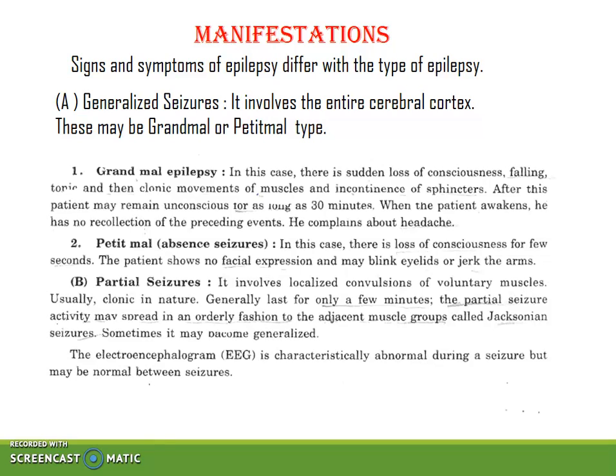Second type is partial seizure. It involves localized convulsion of voluntary muscles, usually clonic in nature, and generally lasts for only a few minutes. The partial seizure activity may spread in an orderly fashion to adjacent muscle groups, called Jacksonian seizure. Sometimes it may become generalized. The electroencephalogram is characteristically abnormal during a seizure but may be normal between seizures.